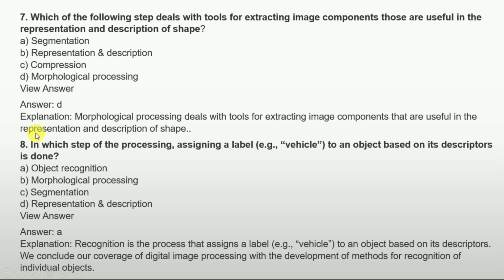So the next question is, in which step of the processing is assigning a label, for example vehicle, to an object based on its descriptor done? The options are object recognition, morphological processing, segmentation, representation and description. The answer is option A, that is object recognition. Recognition is the process that assigns a label, that is vehicle, to an object based on its descriptors.